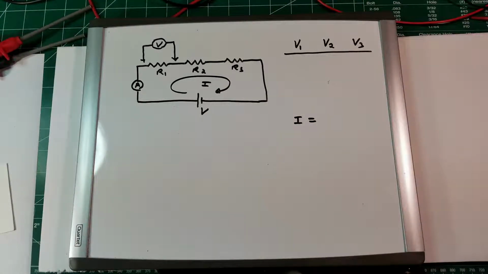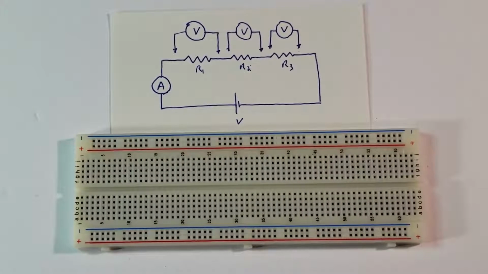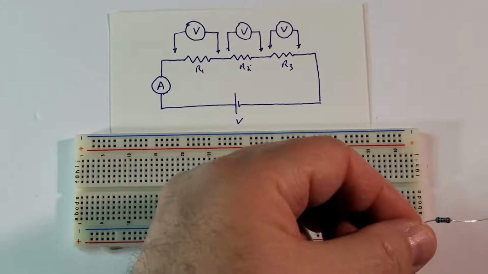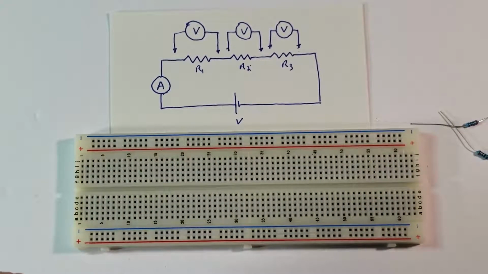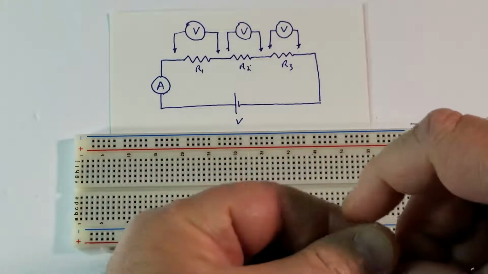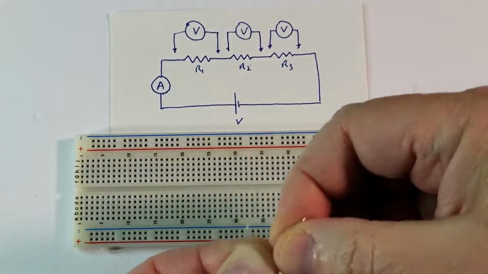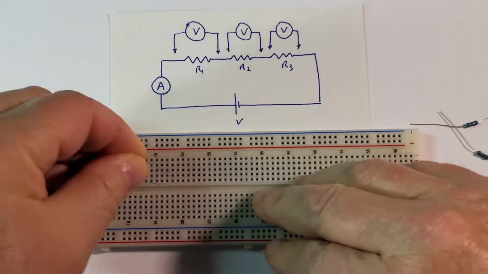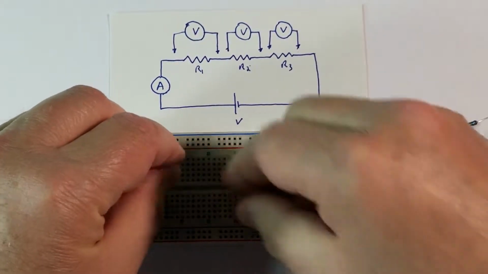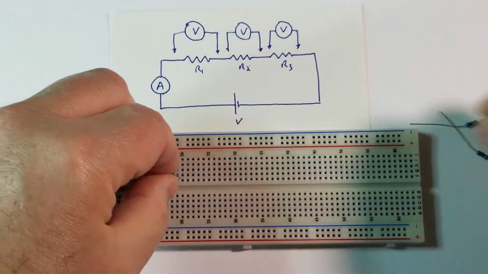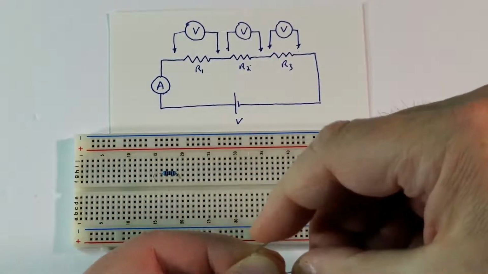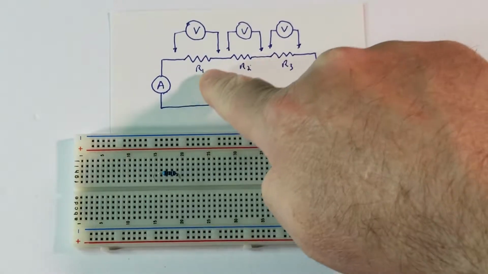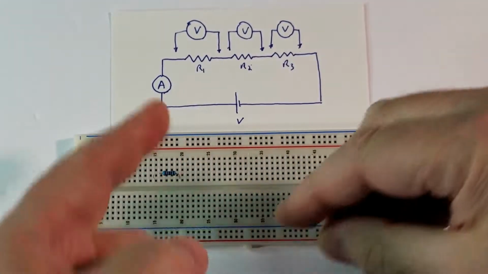Let's assemble the circuit now. Let's build the circuit that we just designed. So we need three resistors: 1, 2, and 3. And we have to put them like this. So I'm going to put the first resistor on the breadboard, like this here. Then I'm going to put the second resistor. And the second resistor is connected to the first resistor on the right side.